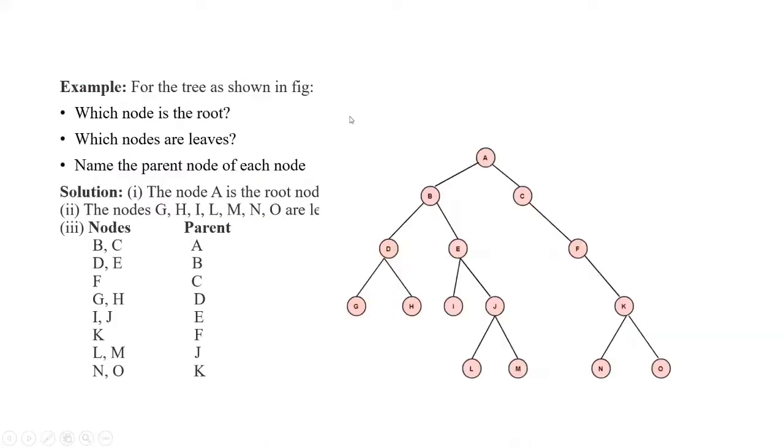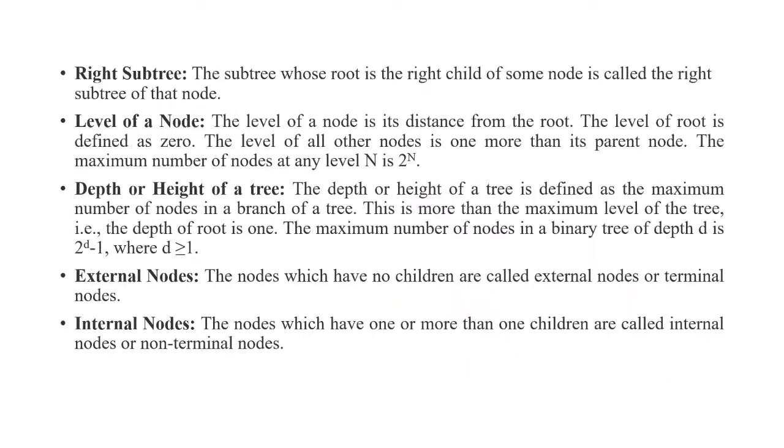So for the example, a tree shown in the figure, which node is the root node here? Before we complete this example, we complete this part. A subtree whose root is a right child of some node is called a right subtree. So we have seen which one is the right subtree. Level of the node: the level of a node is its distance from the root.